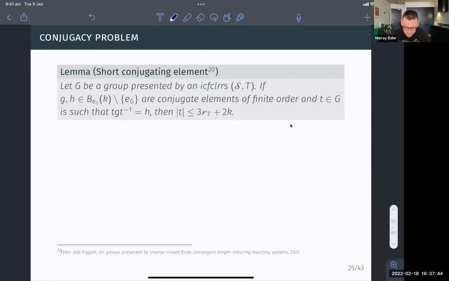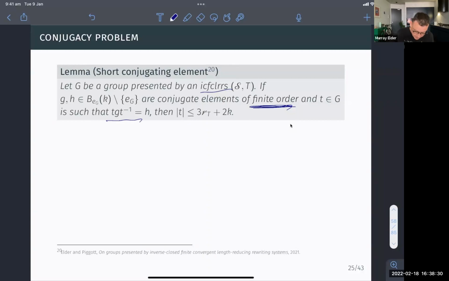So here's the statement that allows us to prove that the set of conjugating elements of two conjugate elements, the set of T's that do the conjugation, is finite. So it's even stronger than this. It says, well, it's equivalent, but if you're in one of these systems and you've got two non-trivial elements that are conjugate and they're both of finite order, and T is a conjugating element, then the length of T is actually bounded by this amount.